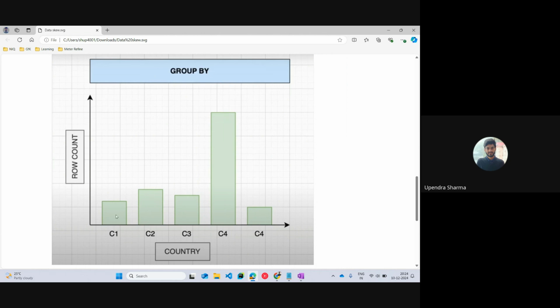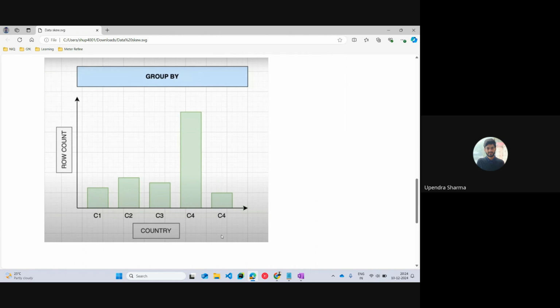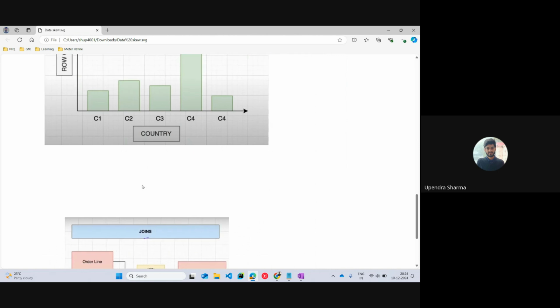So this country has very few consumers. This country has very many consumers. Because of which, while selecting or filtering out data based on this country, this partition will take much more time as compared to the other countries, because of which data skewness will arise, and it will take a lot more time for country C4 to filter out the data. So this is the first condition. Because of aggregation, data skewness may arise.